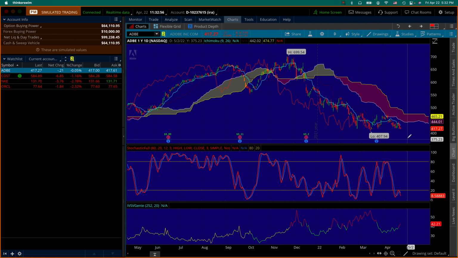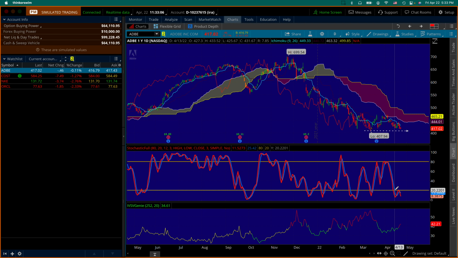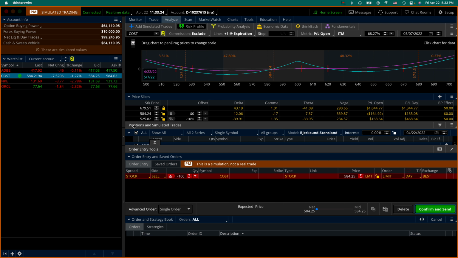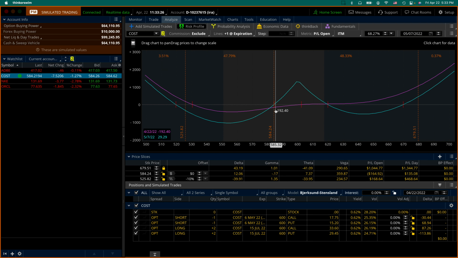This is Adobe. It looks like it's going to break below the previous low. And may not, maybe not. The volatility is certainly increasing. And if it does, then perhaps the increasing volatility will be favorable for this trade. I don't need to change anything. Costco is right here at the edge as well.